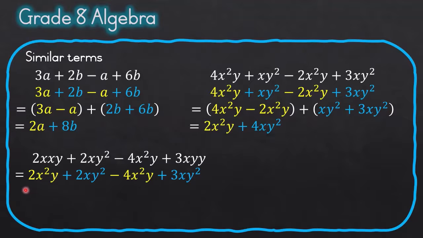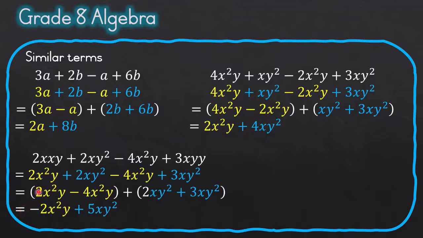I can also put them in my expression into brackets so that I can see what I've got. Here I've got 2 and I take away 4. Here I have 2 and I add 3. Therefore, if I simplify it, I've got a negative 2 and I've got a positive 5.